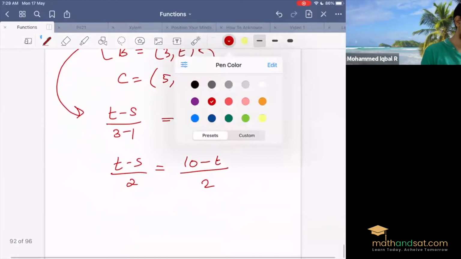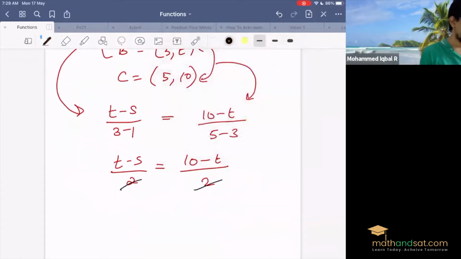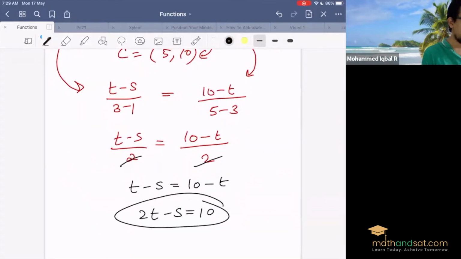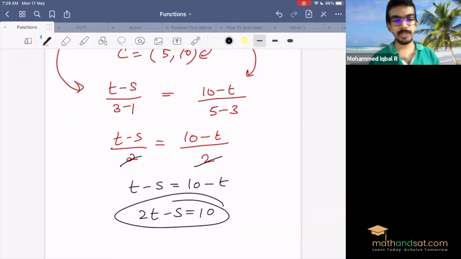2 and 2 will get cancelled. We have t minus s is equal to 10 minus t. So we have 2t minus s is equal to 10. Now that's all we have.